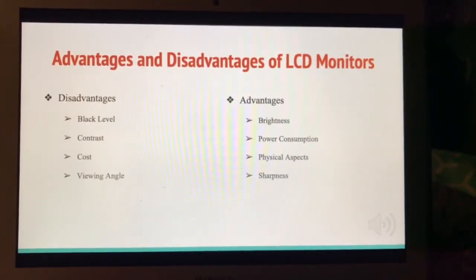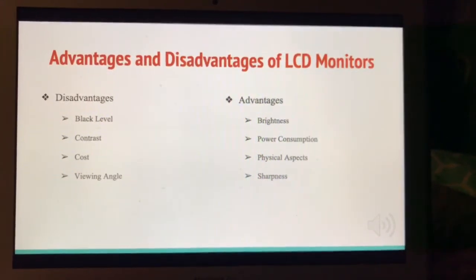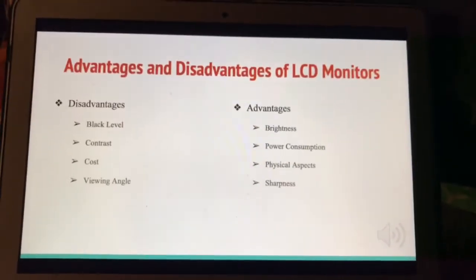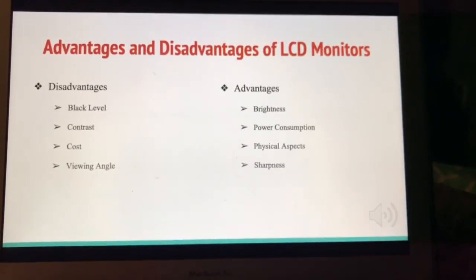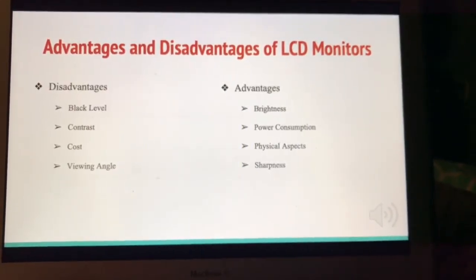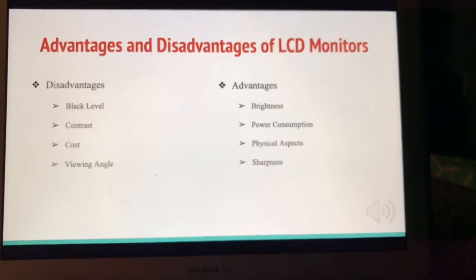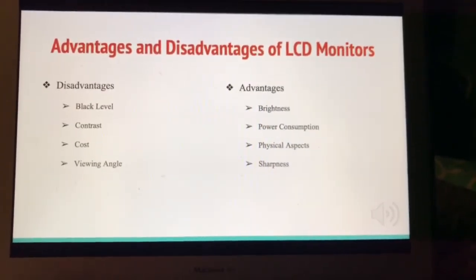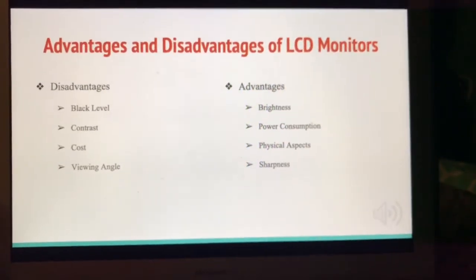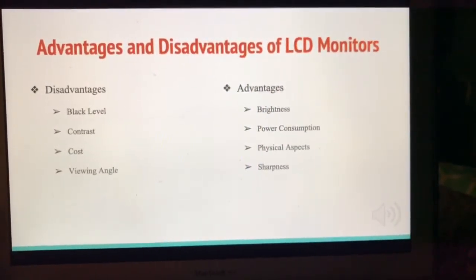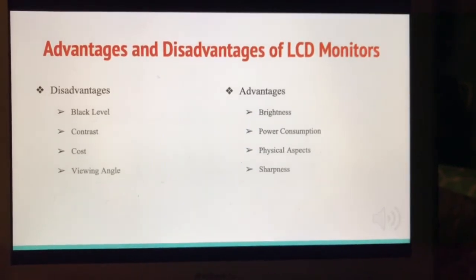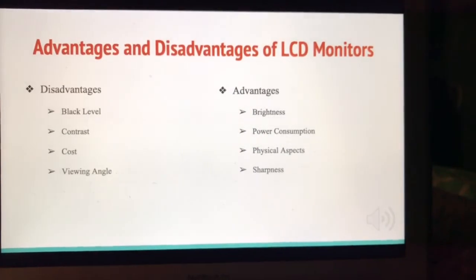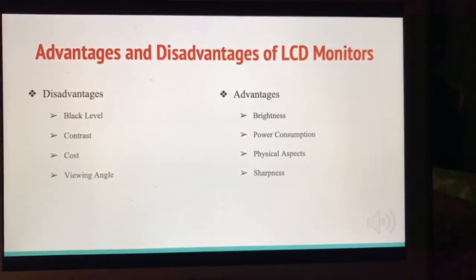Here are some disadvantages of LCD screens. Black level. LCD screens are not proficient at producing black and very dark grays. They are also not appropriate for use in dimly lit and dark conditions. Contrast. LCD screens have lower contrast due to the poor black level. Cost. LCD screens are considerably more expensive than the older cathode ray tube monitors. Viewing angle. With LCD monitors, there are restricted viewing angles that affect the brightness, contrast, and color shown.